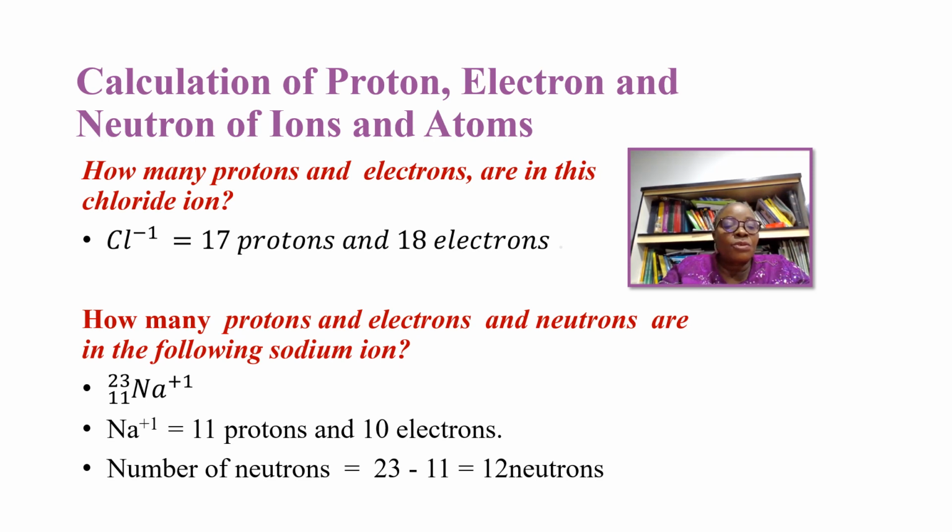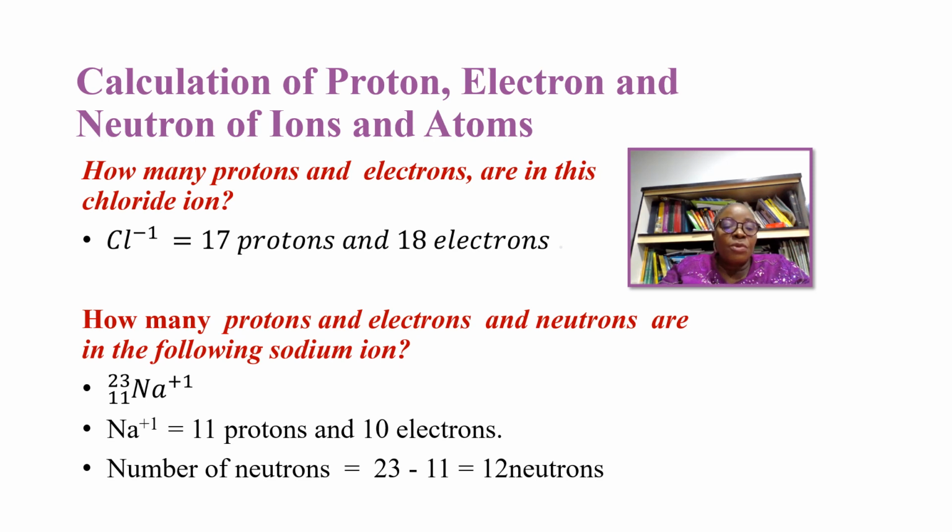So we know that sodium has an atomic number of 11 and a mass number of 23. So for this sodium ion, it has 11 protons. But it lost an electron. That is why it is +1. So the number of electrons is 10 because it has lost 1.